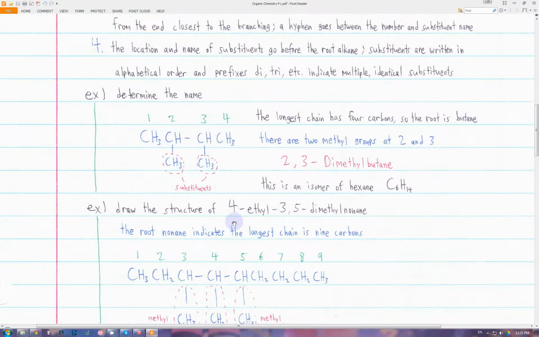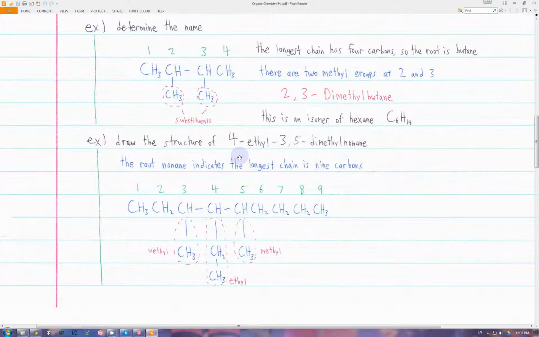So here's another example. We want to draw the structure of 4-ethyl-3,5-dimethylnonane. So the root alkane is nonane, which is the alkane with 9 carbon atoms. So first we draw a chain with 9 carbon atoms and number it. And then we have 2 methyl groups at positions 3 and 5, and then an ethyl group, which is obtained by removing a hydrogen from ethane, which has 2 carbon atoms, and this ethyl group is at position 4.